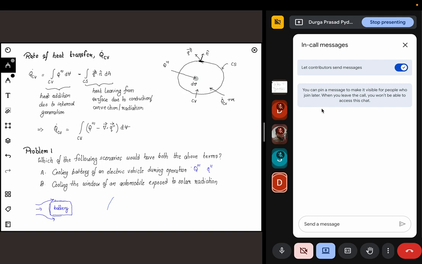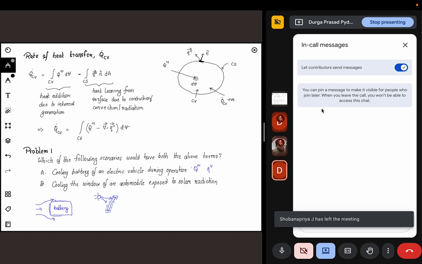So it's like you have a car window and then you have some solar radiation falling on it. And my object of interest is only this particular window. The window will be getting heated up. So can I consider this as volumetric heat generation?